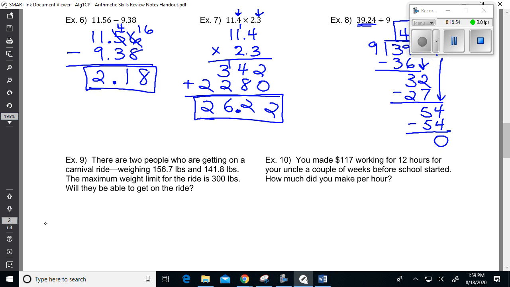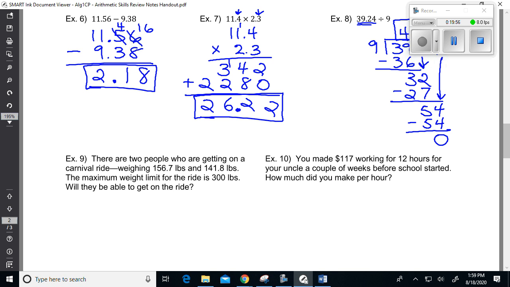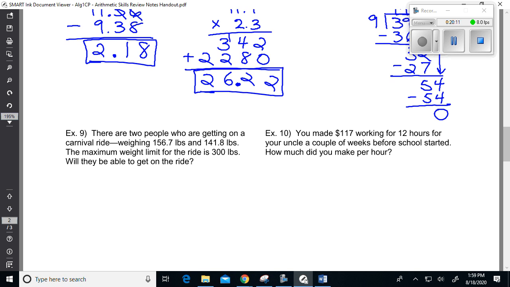Alright. There are 2 people who are getting on a carnival ride weighing 156.7 pounds and 141.8 pounds. The maximum weight limit for the ride is 300 pounds. Will they be able to get on the ride? So, for this problem, are we going to be adding, subtracting, multiplying, or dividing? We're going to add.